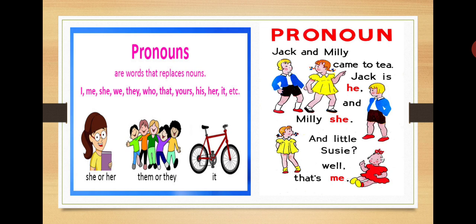If we say repeatedly the name of a person or a thing or animal, then it doesn't sound good. So we should use pronouns. Like for example, in the poem you can see: Jack and Millie came to tea. Jack is he and Millie she. And little Susie, well, that's me. So the red letter words are pronouns.